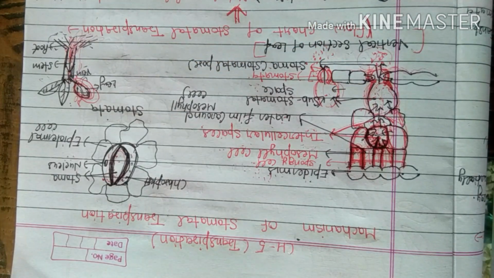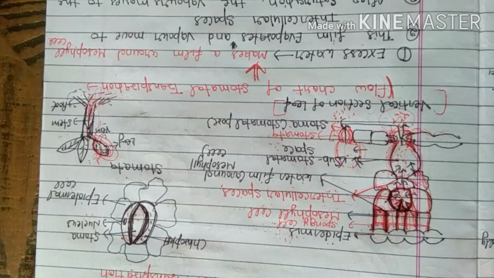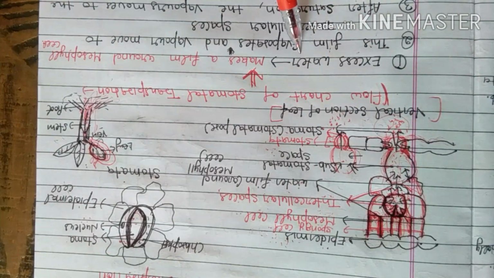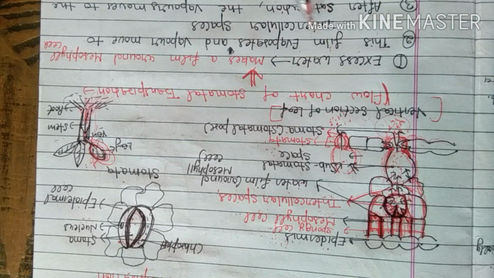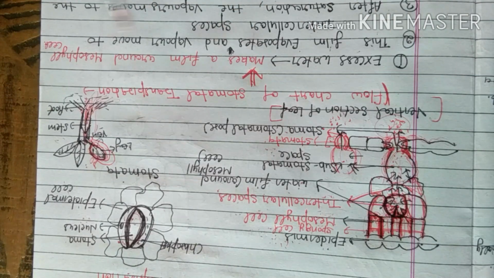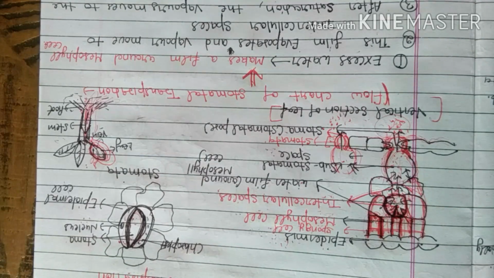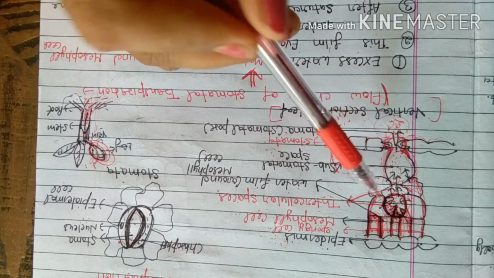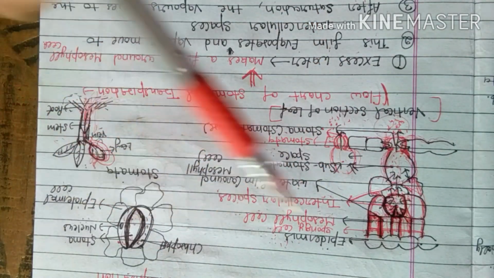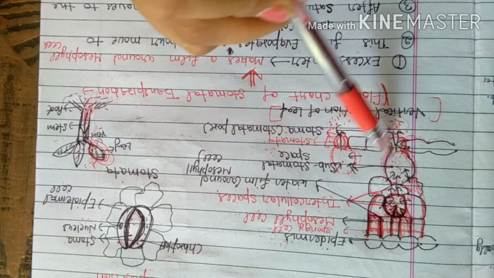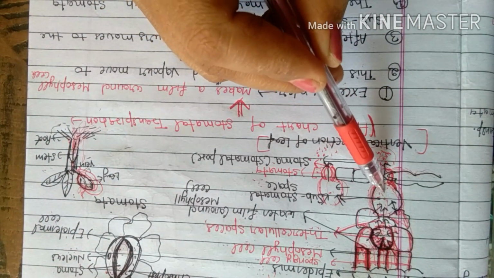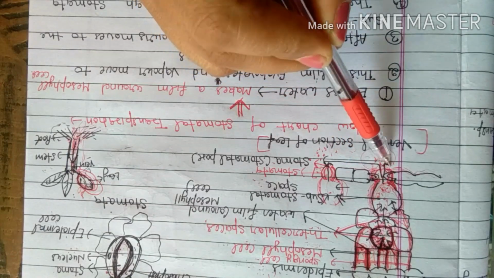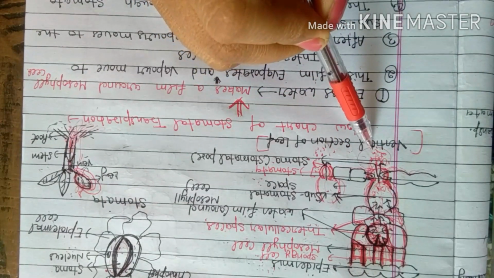See the flow chart of stomatal transpiration. First, excess water makes a film around the mesophyll cell. Second, this film evaporates and vapor moves to the intercellular spaces. After saturation, the vapors move to the substomatal space. Then they move out through the stomata.